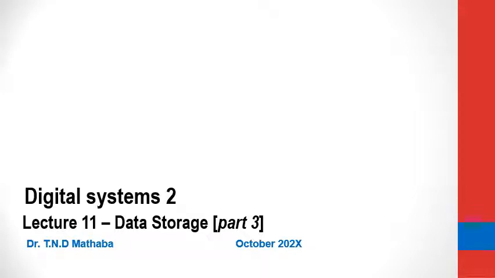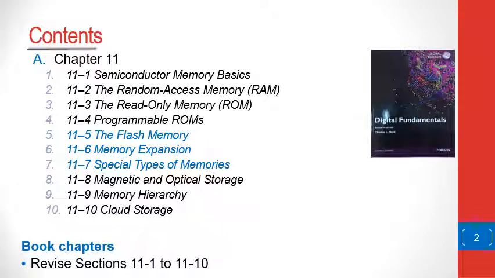In part 3 of chapter 11, which is data storage, we will look at the following three sections. Section 5, which talks about flash memory, section 6, which talks about memory expansion, and then finally section 7, which talks about special types of memory.